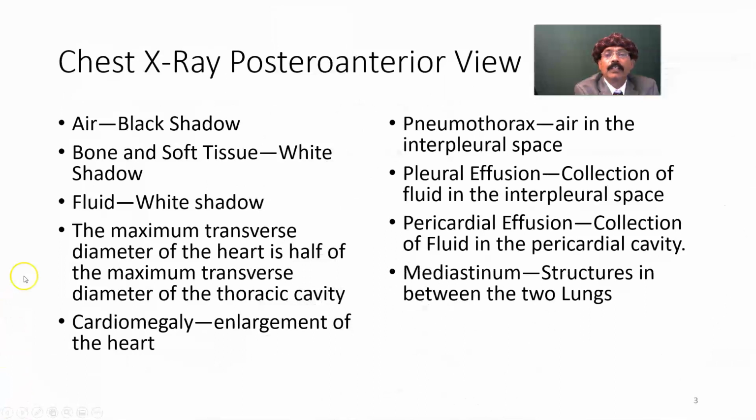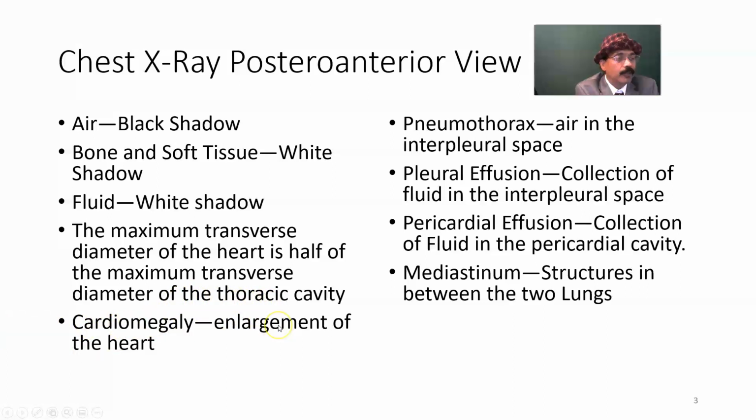Now let's get some idea. In the chest X-ray, we may get a black shadow, that is the air. Bone and soft tissue give a white shadow. Even the consolidation of pneumonia also gives a white shadow. Fluid gives a white shadow. The maximum transverse diameter of the heart is half of the maximum transverse diameter of the thoracic cavity. And in the chest X-ray, we also look for any fracture in the rib, any anomaly in the rib. We also look for that.